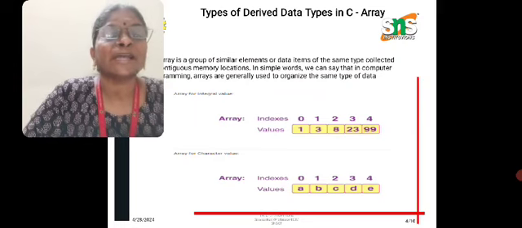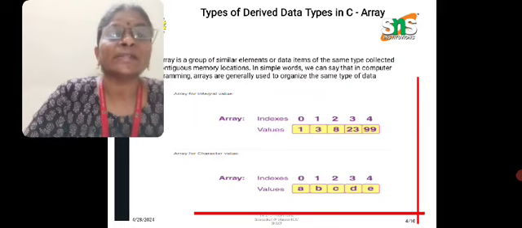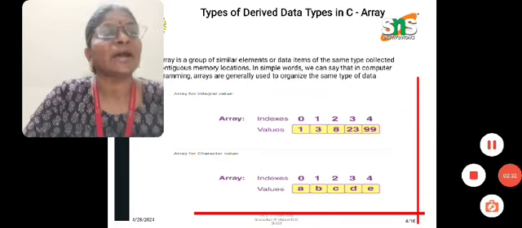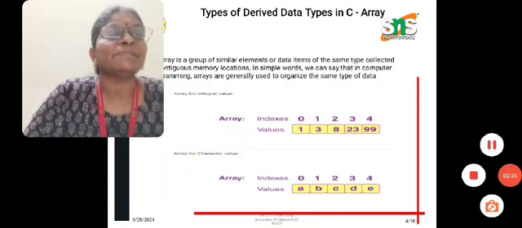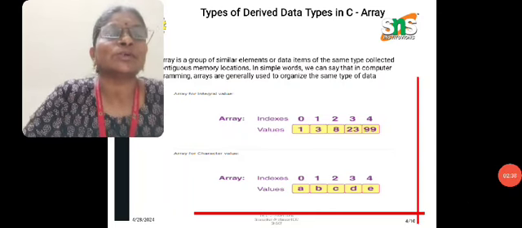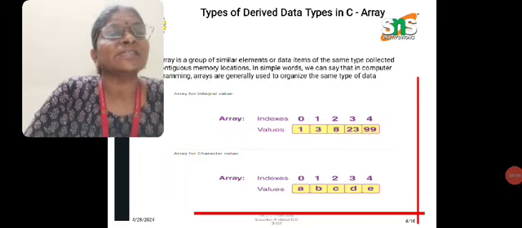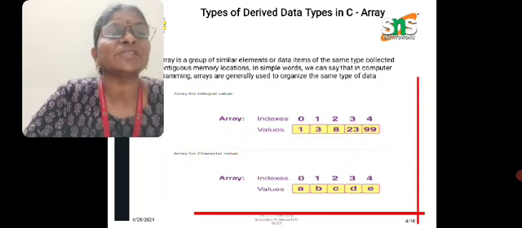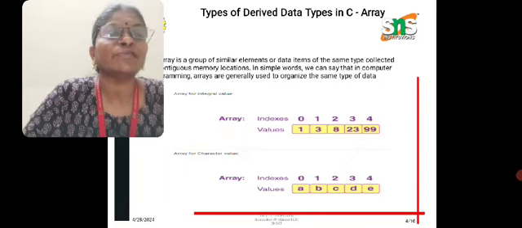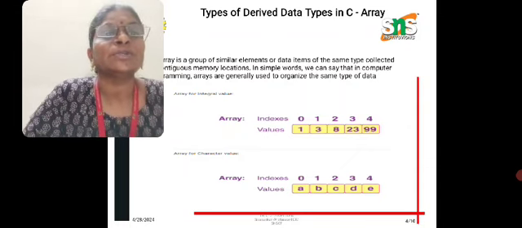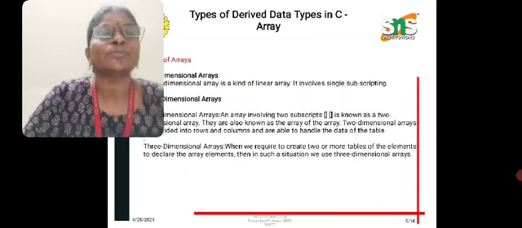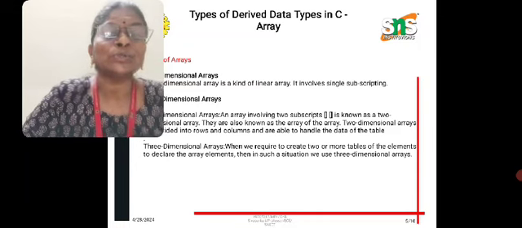So these are the types of derived data types. An array is a group of similar elements or data items of the same type collected in contiguous memory locations. In simple words, in computer programming, arrays are generally used to organize the same type of data. This is the syntax format of arrays, with indexes and values. Here you can see the array of integral values as well as the array of character values.